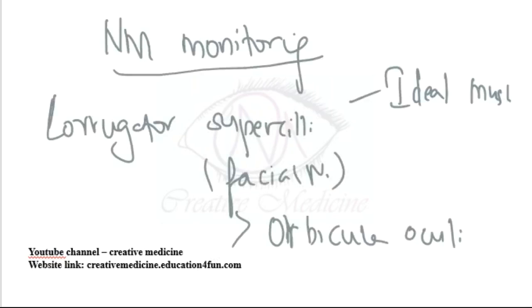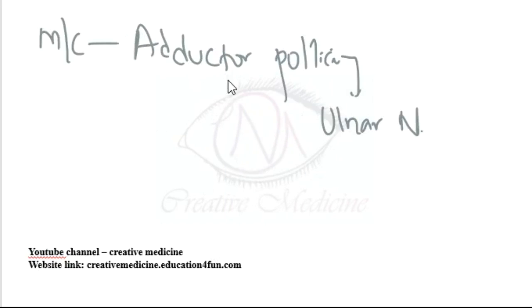So, in summary, the important thing is that for neuromuscular monitoring, the corrugator supercilii muscle is the ideal muscle, followed by the orbicularis oculi, and the most commonly used for neuromuscular block monitoring is adductor pollicis, which is supplied by the ulnar nerve.